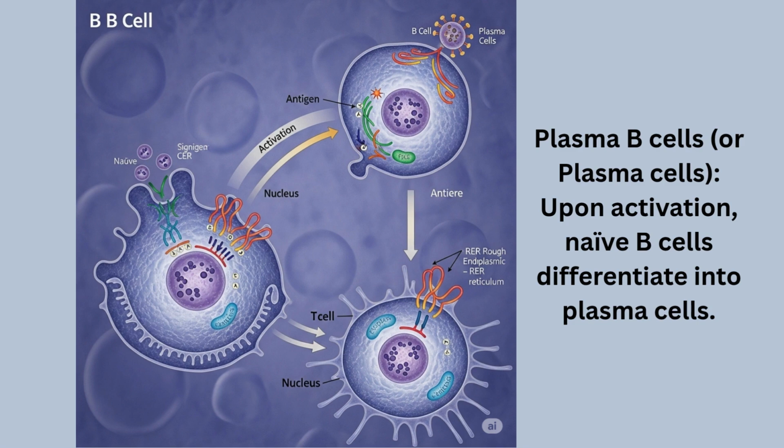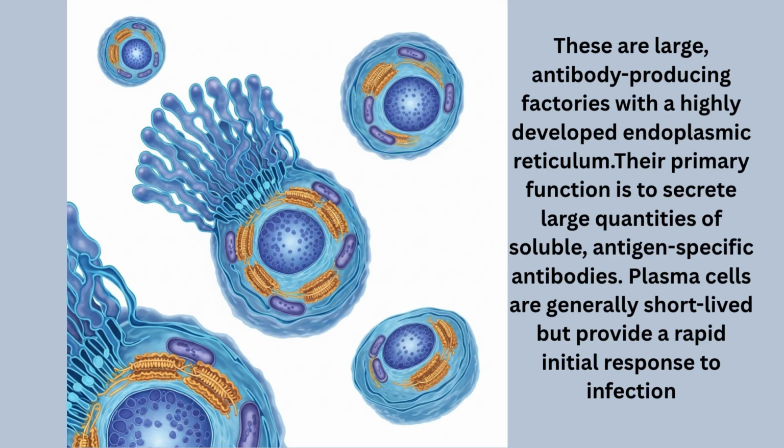Plasma B cells, or plasma cells. Upon activation, naive B cells differentiate into plasma cells. These are large, antibody-producing factories with a highly developed endoplasmic reticulum. Their primary function is to secrete large quantities of soluble, antigen-specific antibodies. Plasma cells are generally short-lived but provide a rapid initial response to infection.